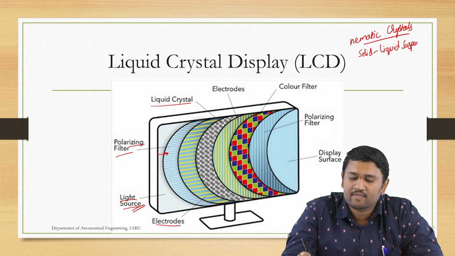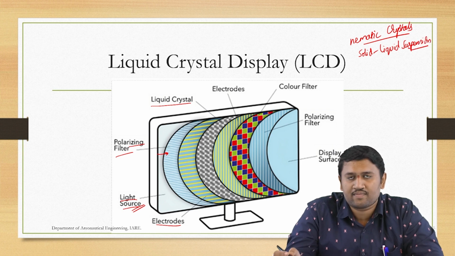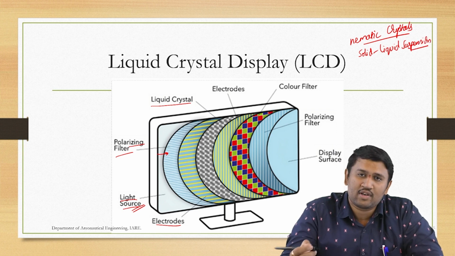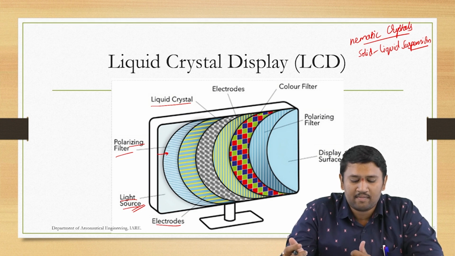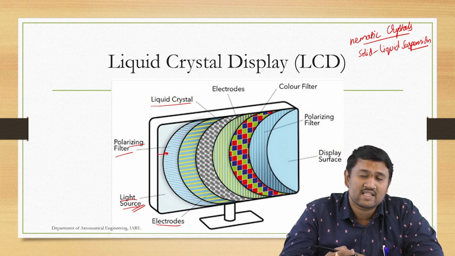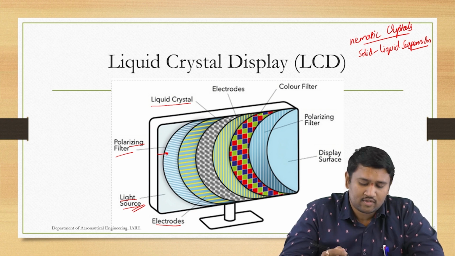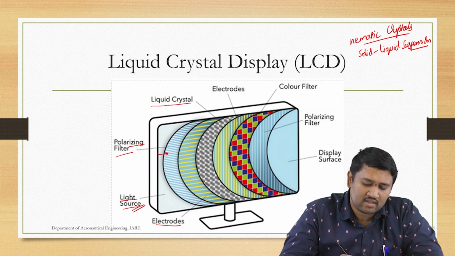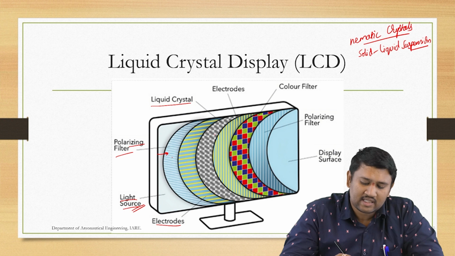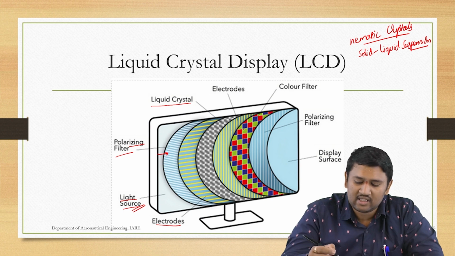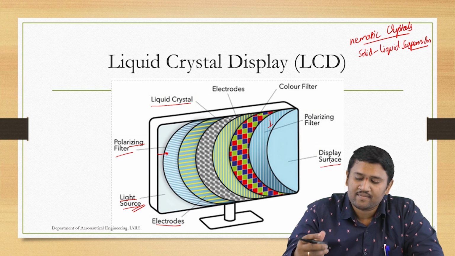suspension or simple mixture, right? These can be oriented by applying a small electromagnetic field or electric field towards them, so that they act as a polarizing filter to filter out the light that is coming out of your light source, right? Next, as and when required, these are again passed through your electrodes onto your coloring filters to get your actual color, then to your polarizing filter onto your display surface, right?